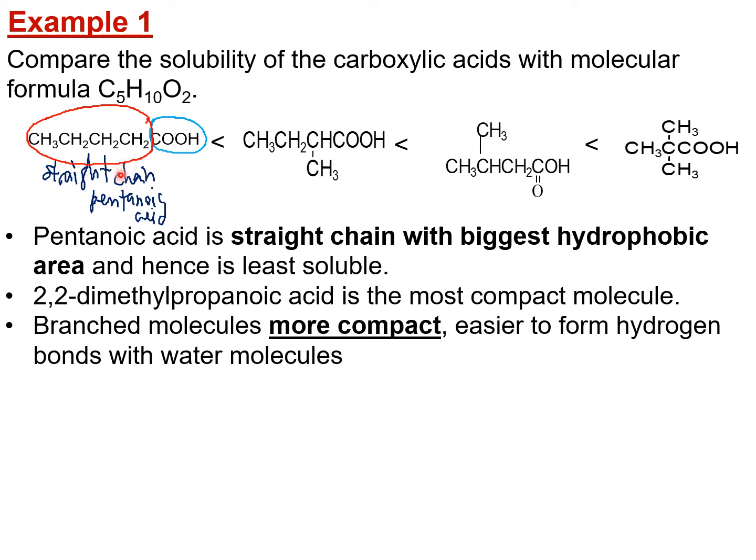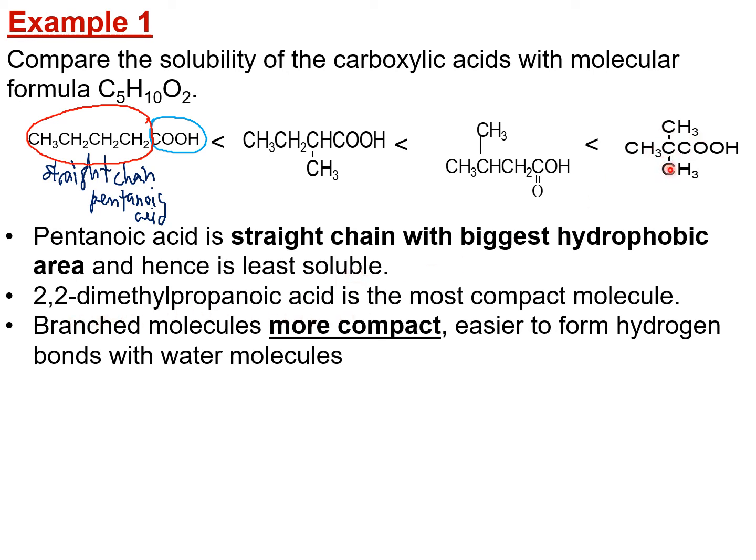Meskipun dah tadi dekat dalam previous slides, I already told you guys yang kalau pentanoic acid, dia terus jadi insoluble in water. Straight chain pentanoic acid lah. Sebab kenapa? Sebab dia ada biggest hydrophobic area. Hence, dia paling tak soluble, paling least soluble. Okay? Manakala 2,2-dimethyl propanoic acid.